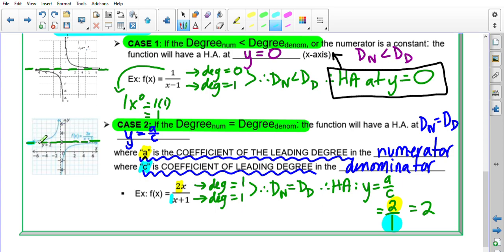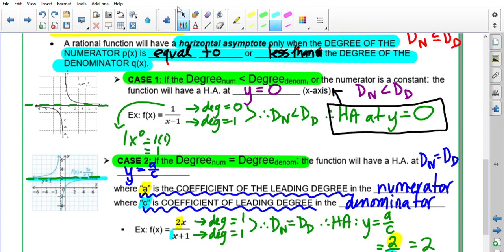Make it a bit smaller. So those are your two cases. Always make sure that you are checking the leading degree. Sometimes the terms may be mixed up. It might say 1 plus x at the bottom, and make sure you rearrange it. All right, so let's practice that a bit more.